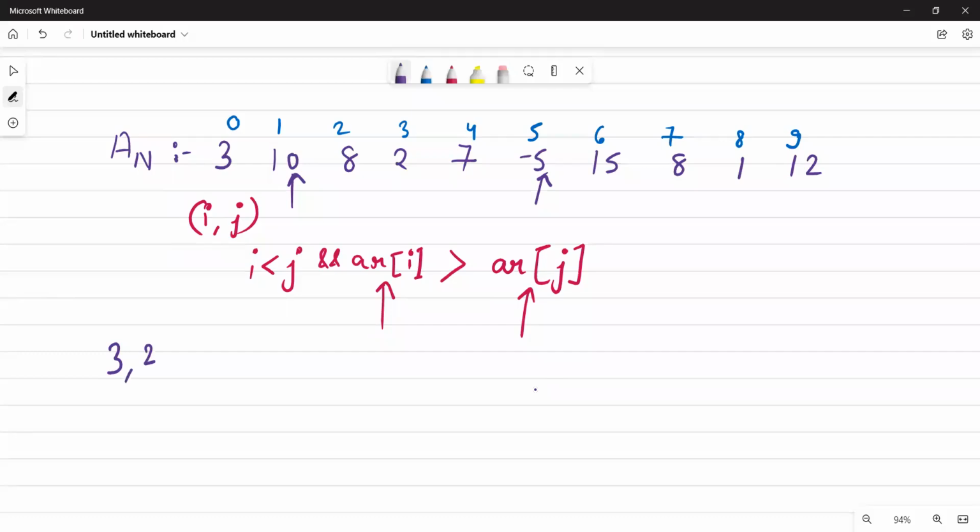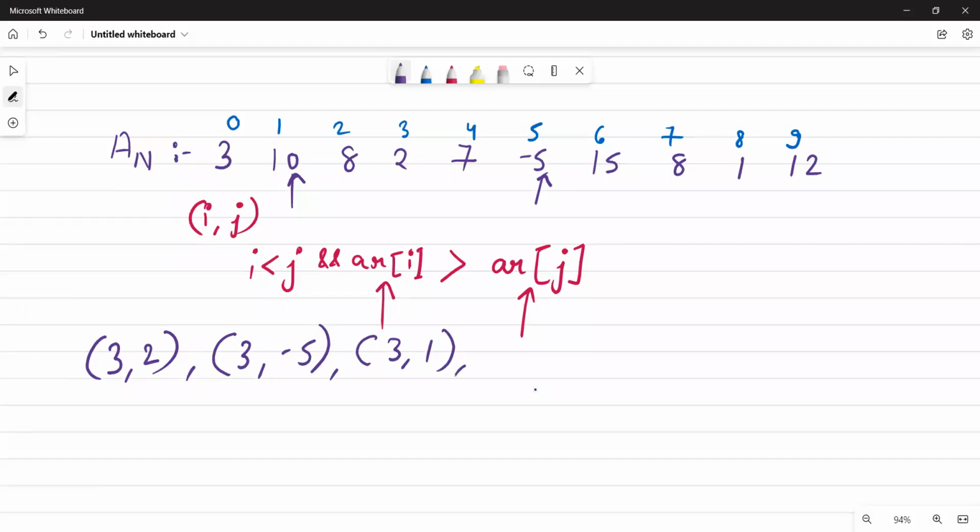Yes. So I will take that pair. Coming up with, I will again continue with 3 only. 3 and 7? 3 and -5? Yes. So this pair will also be taken. Then next is 3 and 15. Will it be taken? No. 3 and 8? 3 and 1 will be taken. Okay. Then last comes 3 and 12, which is not valid.